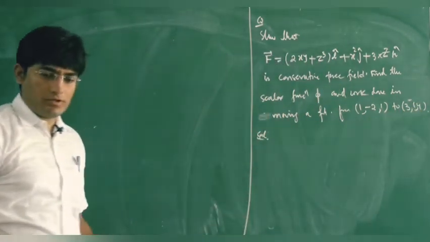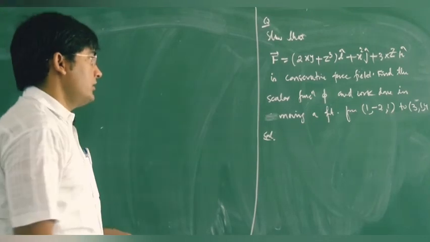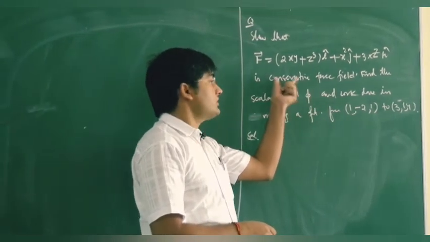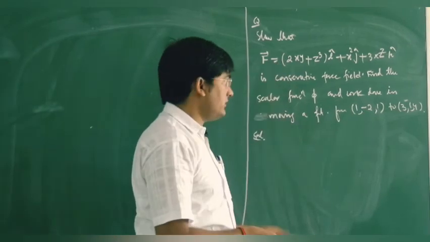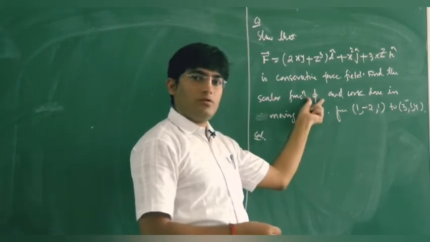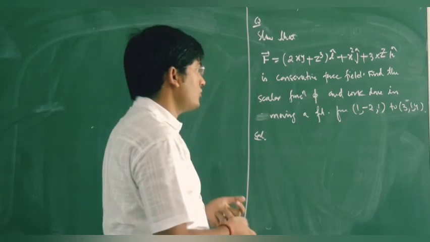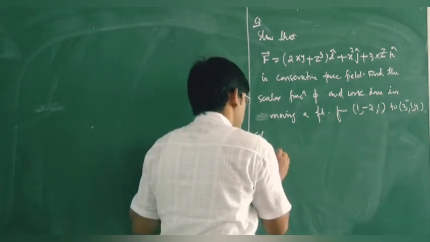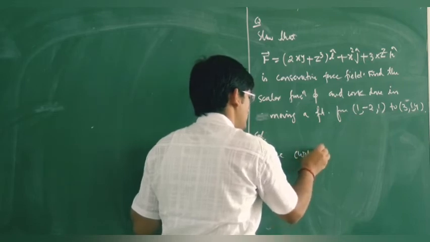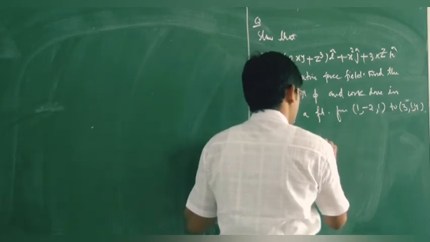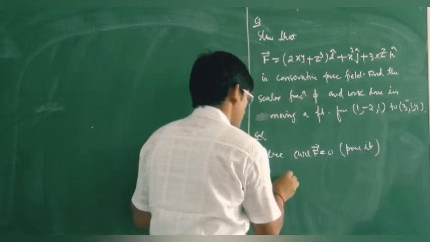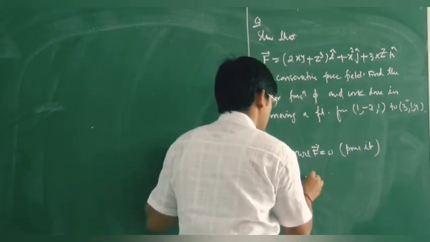I have already solved this question in my chapter of vector calculus, and there I have shown that its curl f is 0, and then I evaluated the value of phi. So here I am not going to prove the curl of f equal to 0. So here curl of f is 0. You can easily prove it. So just prove it. Now if your curl f is 0, then your f is conservative.